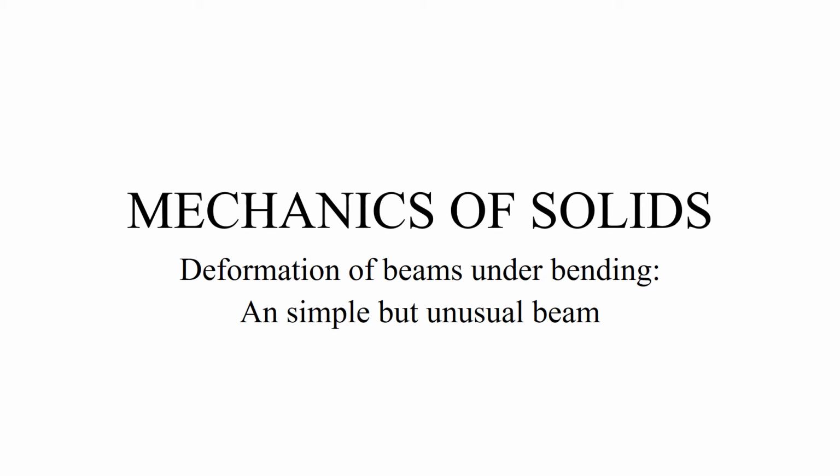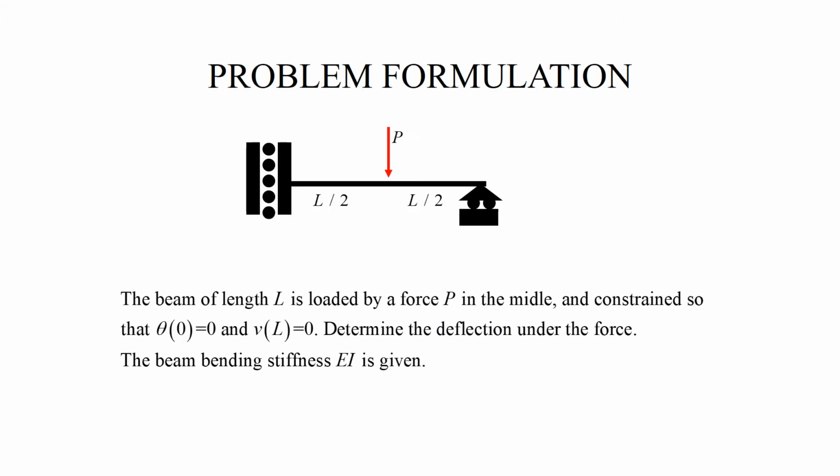In this example, we want to apply the ideas of superposition to a simple beam, but it is somewhat unusual. It's certainly not a tabulated beam. So the beam is simple because it really has only one span. The unusual aspect of this beam is the support on the left. This support constrains rotations, but it allows free movement in the vertical direction.